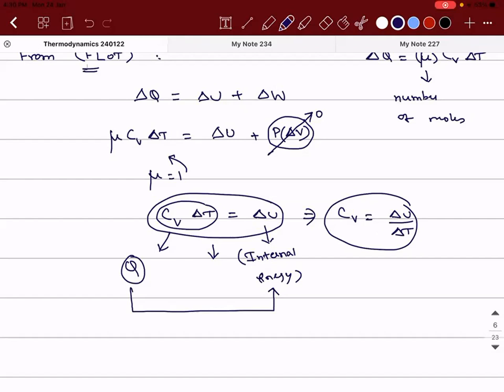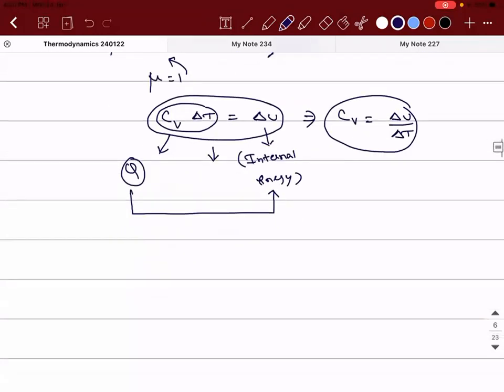So in the case of constant volume, what is happening? The amount of heat that you supply is used only to increase the internal energy. It is not participating in doing any kind of work. Due to which Cv is going to have this value. Have this in your mind. Now, we will see what is going to happen with respect to Cp.